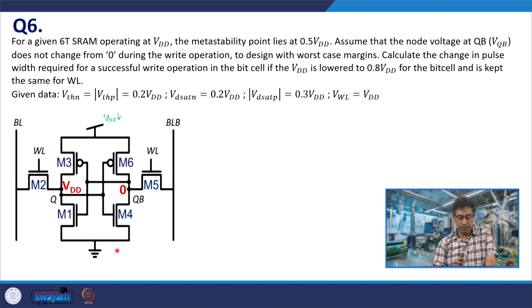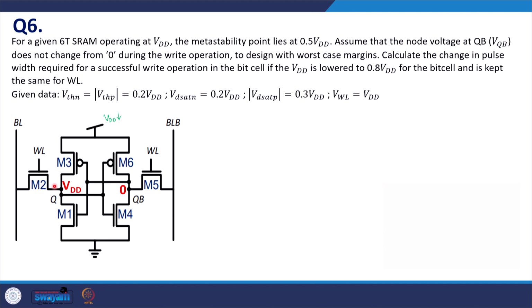So, we want to calculate how much the pulse width has to be changed for a successful write operation if VDD of the cell is lowered to 0.8 times VDD of the word line and bit line. We have some simple values given here to simplify the problem. Here, to take the worst case margins, we assume that this does not change from 0 and only the voltage value of VQ changes. So, we assume that VQ has arrived at the metastable point, and then the flipping can take place, and that is what is required for write.